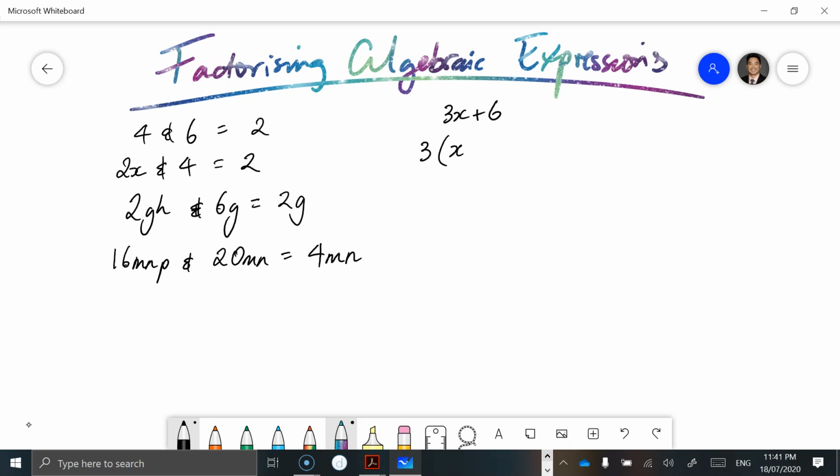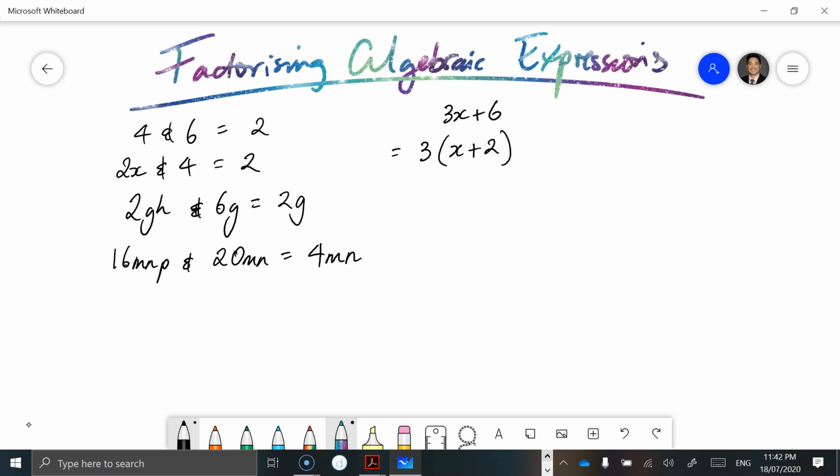And then 3 times what gives us 6? Well, that's 2. 3 times 2 gives us 6. Another way of doing it is 3x divided by 3 is left with x, and 6 divided by 3 is 2. Okay, so there's our factorized form. The best way to test whether you factorized correctly is to expand it again. So 3 times x is 3x, and 3 times 2 is 6.